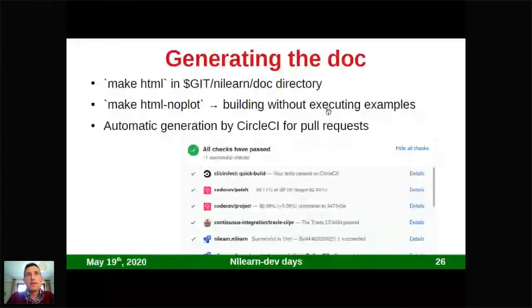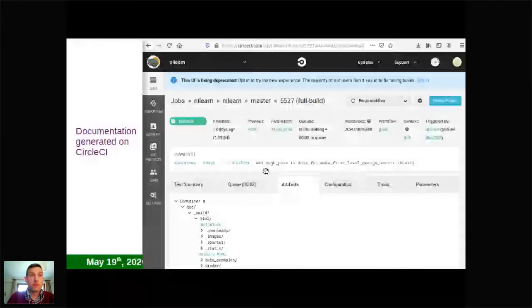And the other way is that the documentation is generated by CircleCI when there is a pull request. There are a certain number of steps which are launched automatically when a pull request is issued. Among them, CircleCI will generate the documentation. And it's a kind of test also, to see if everything works.